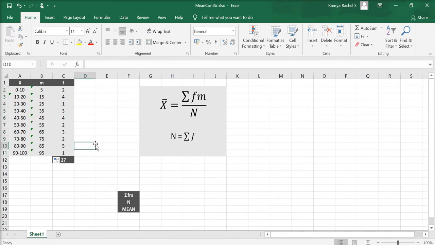Now that we've done that for all the values, we can follow the same steps as in calculating the mean of the discrete series. We use this formula, x bar is equal to sigma fm by n. Don't forget that n is the total value of f, that is sigma f.